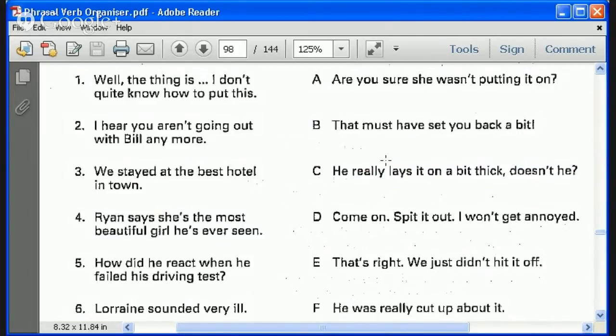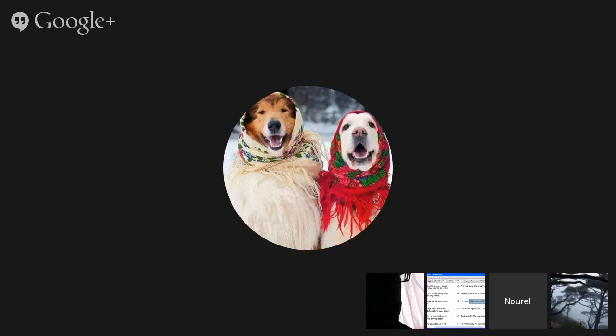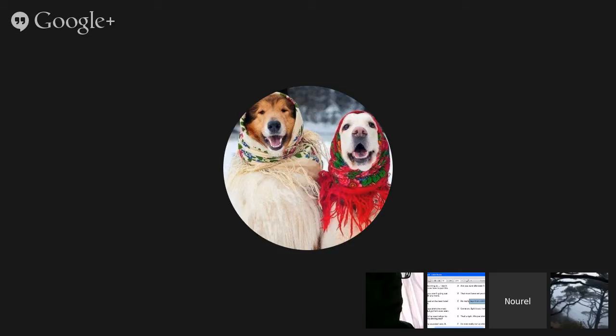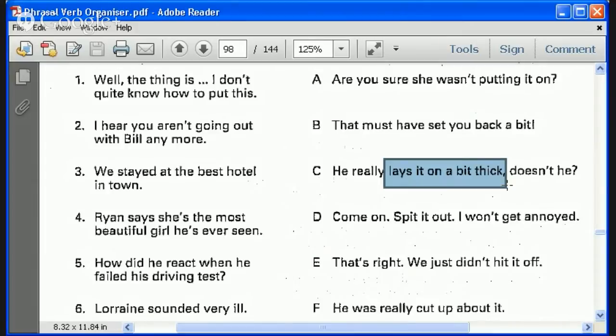He really lays it on a bit thick. When we compliment people, we talked about this in class last week, in a couple different classes I had. Narelle, you were there? It was one of the classmates talking about her friend flattering her. Then you tell her she lays it on a bit thick. When someone flatters somebody in a way that's over the top, a little too much, many compliments, they're laying it on a bit thick. Okay, well, number five.